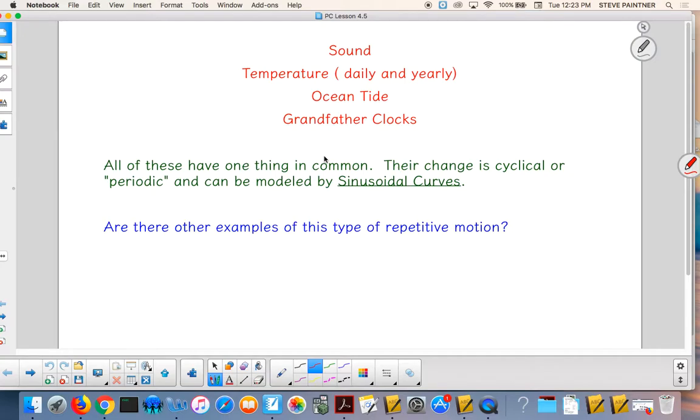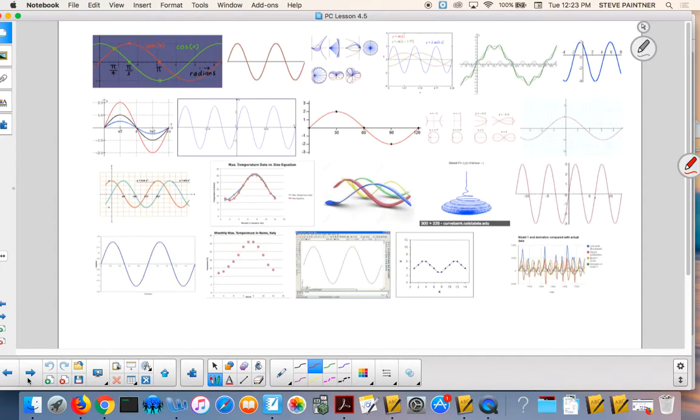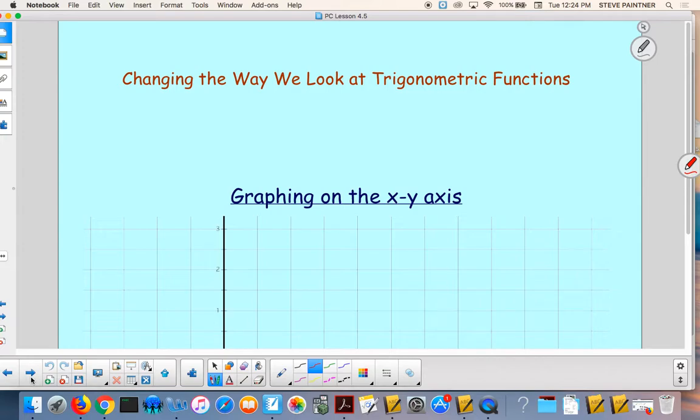Are there other examples of this type of repetitive motion? This next slide just talks about how there are all kinds of repetitive graphs. Once you graph one thing, as soon as you end, it just repeats again, and again. This is basically your sine and cosine curve right here. Think of a heartbeat. There's all kinds of stuff going on, but it's pretty much repeating itself every so many seconds. If it doesn't, that's not a very good thing, right?